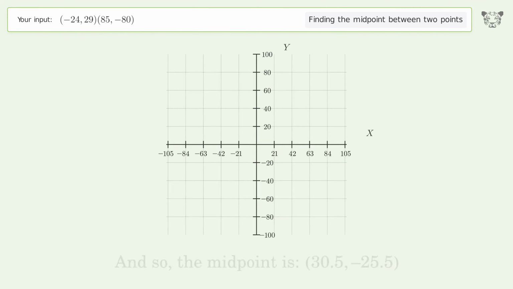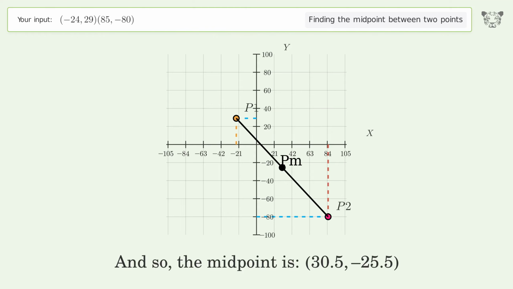And so, the midpoint is 30.5, negative 25.5.